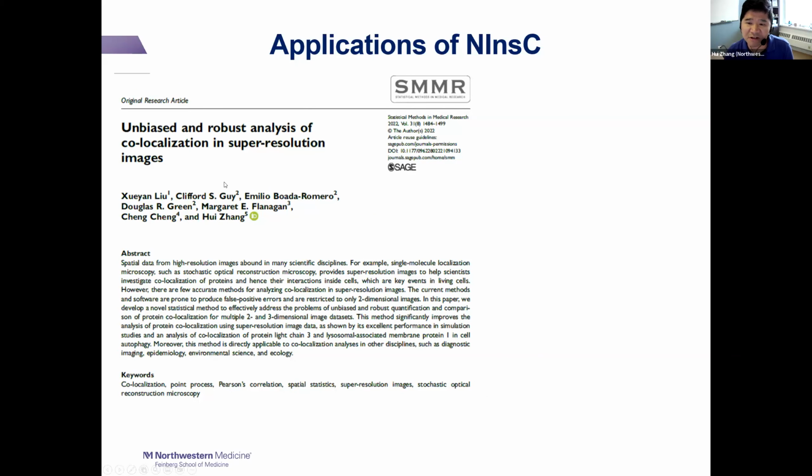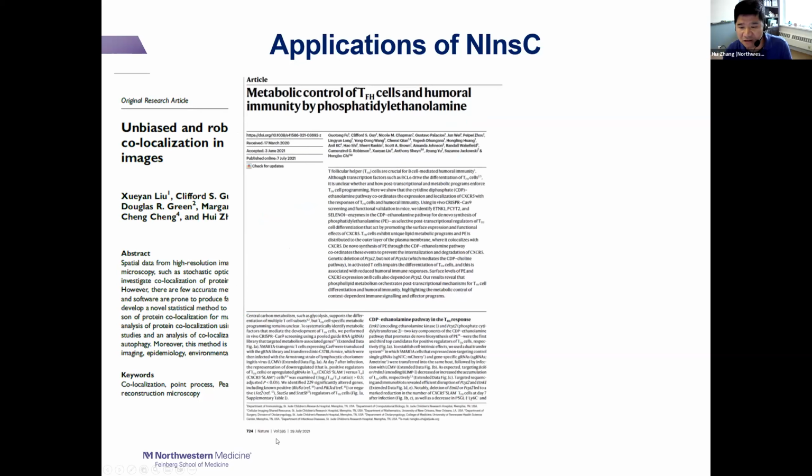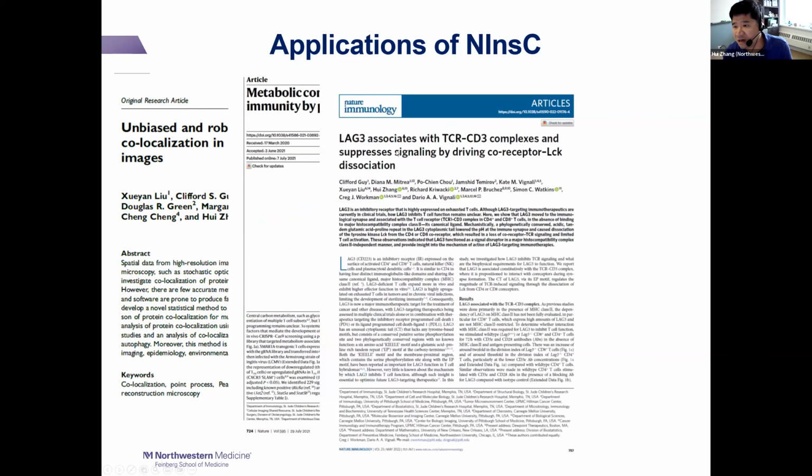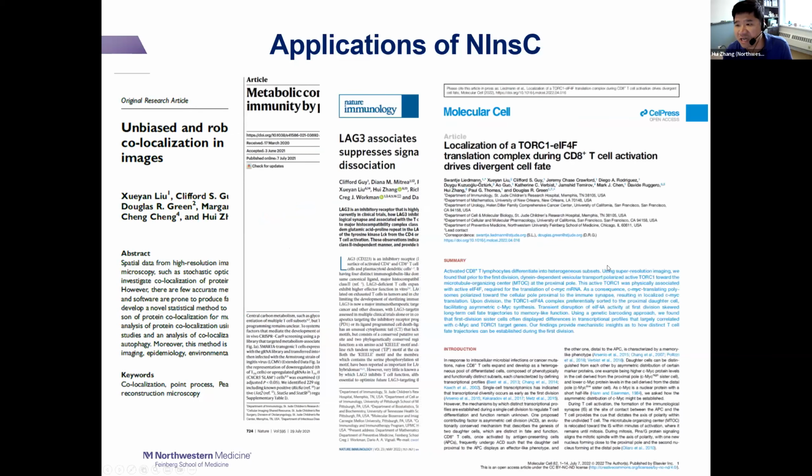As I mentioned, this paper was published last year, in 2022. It actually not only helps Alzheimer's disease, we also help lots of other disease research. We also help immunology. For example, this method helped our collaborative immunology papers published in Nature, Nature Immunology, and Molecular Cell. That's a very helpful method.